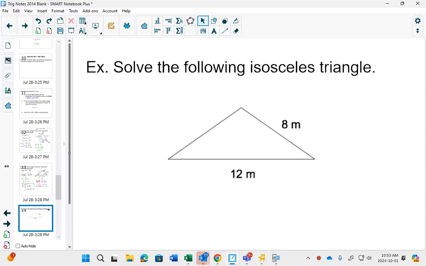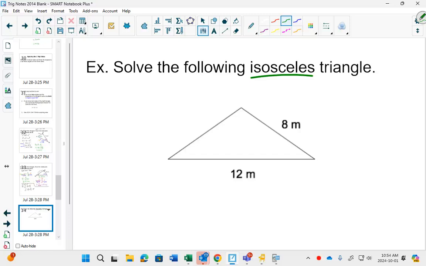This one's a little tricky. I'm going to get it started for you, and then you're going to figure out the rest. Okay? What's tricky in this one is this is not a right angle triangle. They tell us it's an isosceles triangle. So first of all, do we know what isosceles means? Two of the angles are equal, and two of the sides are equal.